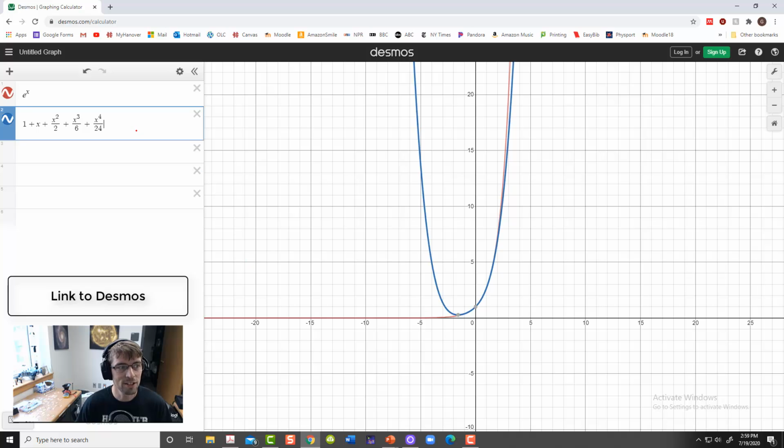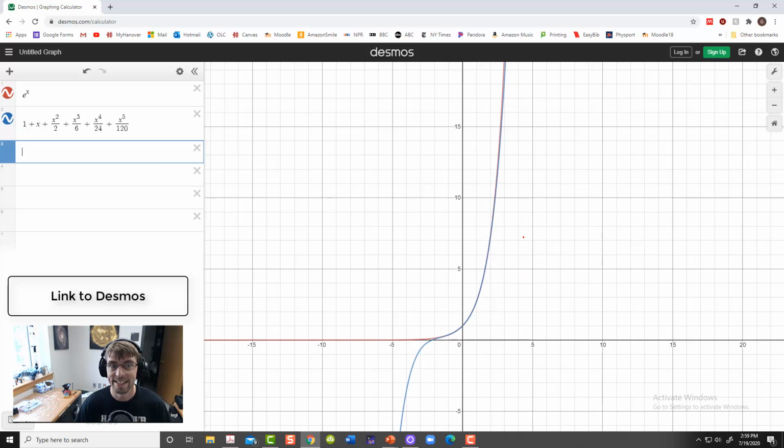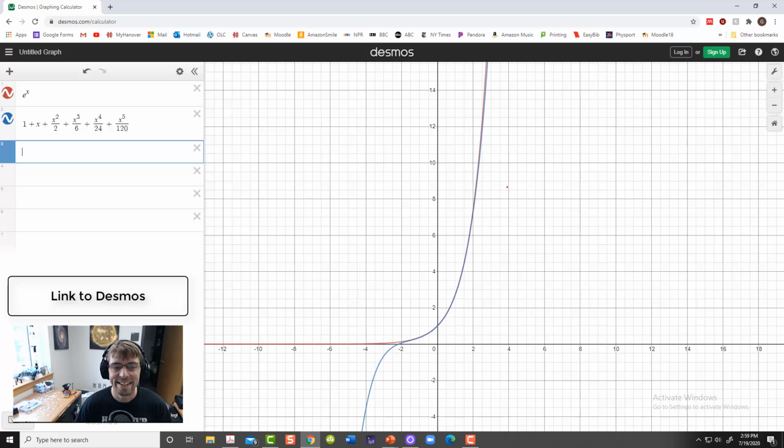Pretty cool. And you can keep going, right? For however long you want. So 5 factorial is what, 120? Not bad, eh? Look at that. So that's just one example there.